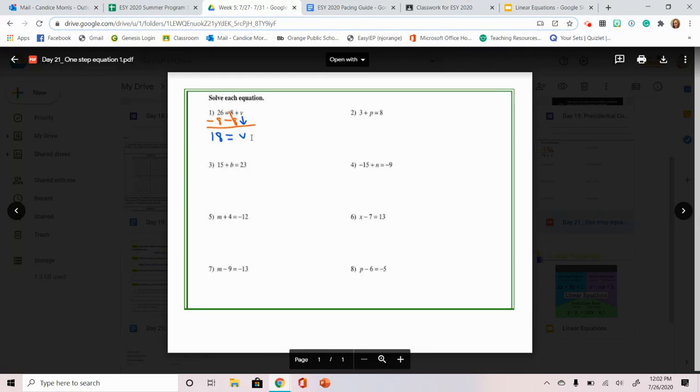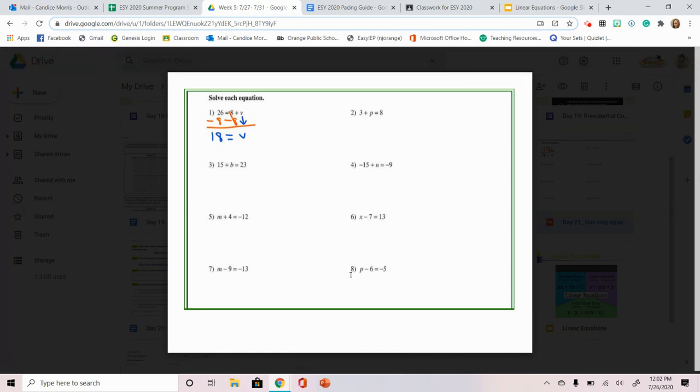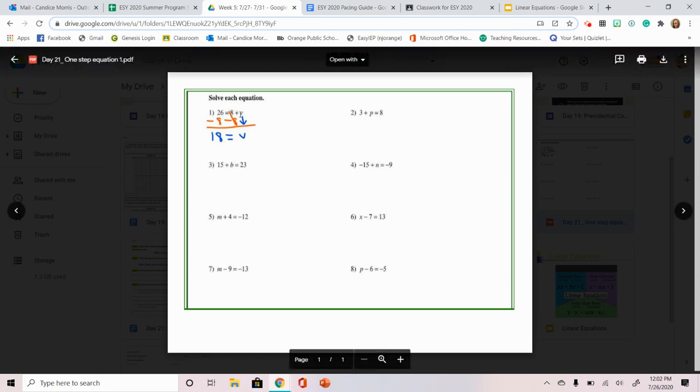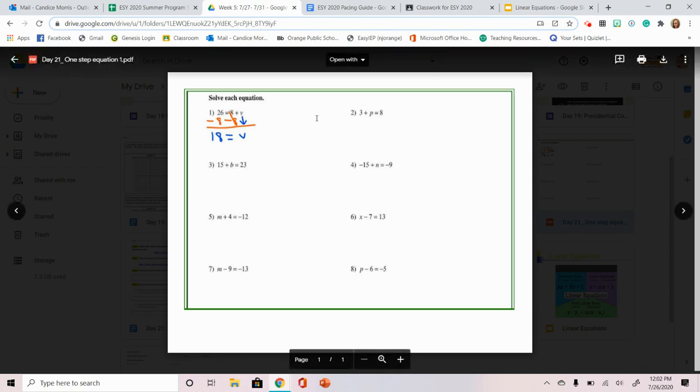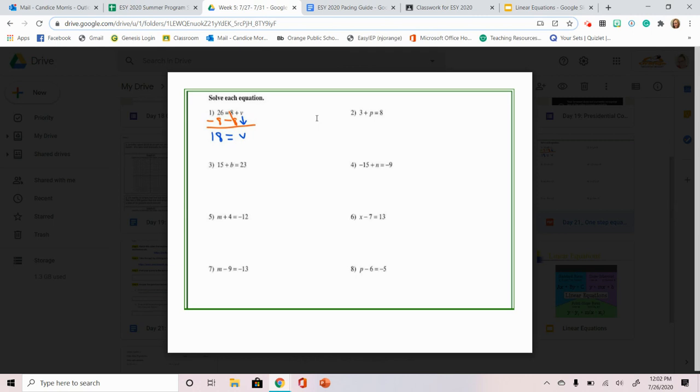So the first one is done for you as an example, and then you are doing 1, 2, 3, 4, 5, 6, 7 more on your own. These are all one step. As you can see here, it says 26 equals 8 plus v. Now you can rewrite that if you want and put it as 8 plus v equals 26. It's up to you, but you don't really need to.